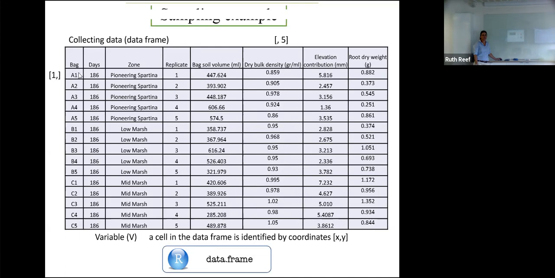So what we have here is an Excel spreadsheet, or if you like, in R, it's called a data frame. What we have here is a data frame that is made up of lots of different cells. And each variable is defined, so we have different variables. Zone is a variable, replicate is a variable, dry bulk density is a variable. I can identify any cell in this data frame using these coordinates, the row number and the column number. So 1, 5. And because of the cell idea, it's usually square. I mean, it's always square brackets.